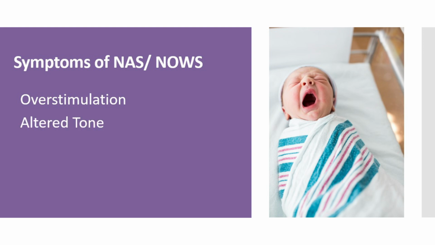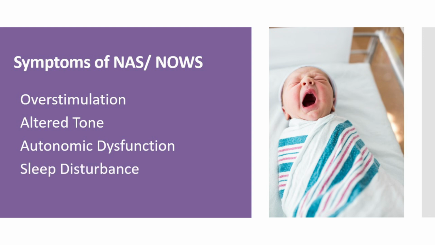The next one would be altered tone. We know that these babies tend to be jittery. They tend to have a little bit of increased tone and tremor, and those are things that you definitely will see under that category. And then autonomic dysfunction. So that captures your yawning and your sneezing, things that may not be terrifically clinically important, but can be benchmarks of withdrawal. And then sleep. Sleep disturbance tends to be one that we see quite a bit, where there's just poor regulation of the sleep-wake cycle and the babies tend to not rest very well.